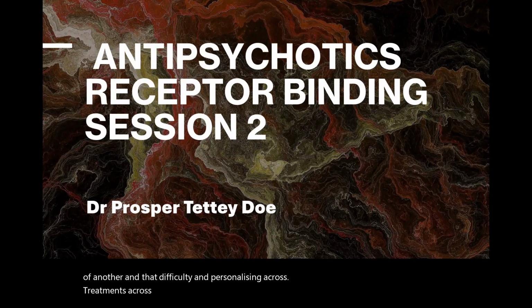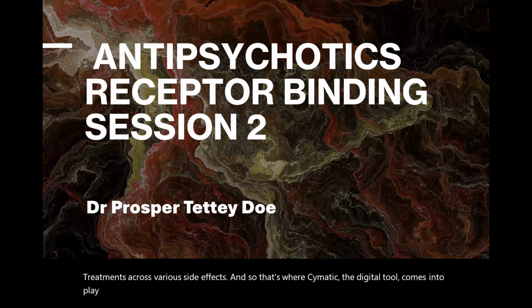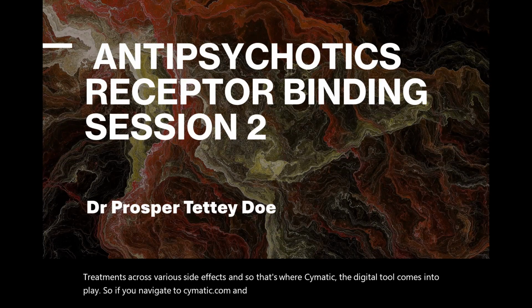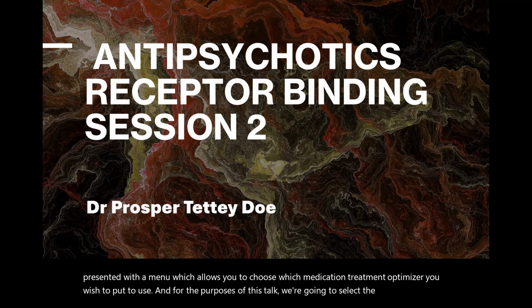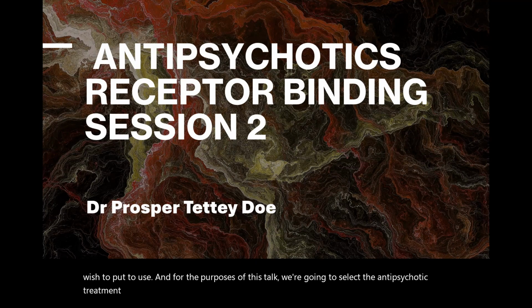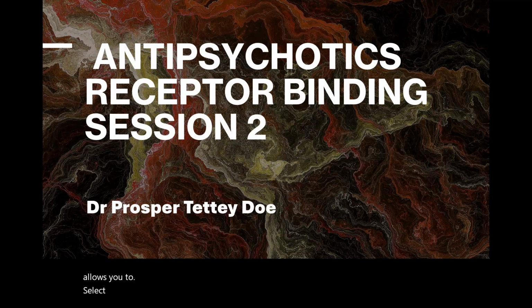And so that's where Cymatic, the digital tool, comes into play. So if you navigate to cymatic.com and you log in with your email address, you'll be presented with a menu which allows you to choose which medication treatment optimizer you wish to use. And for the purposes of this talk, we're going to select the antipsychotic treatment optimizer. You click on that, and then you're presented with a drop-down menu that allows you to select which side effects you're most worried about, or your patient is most worried about.